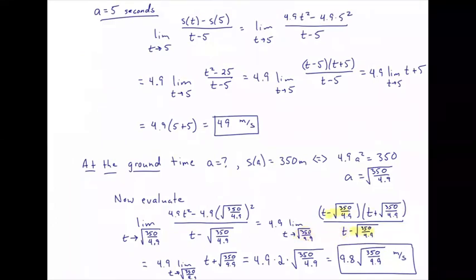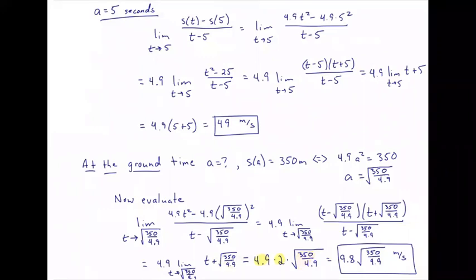So this cancellation leaves us with t plus the square root of 350 over 4.9 as t approaches this number in the limit. What we end up with is we just plug this value of t in right here. So we'll have two factors of root 350 over 4.9. We add these two together times 4.9. So here's 4.9 times 2 times this value. All right, so this is 2 of these. And that's 9.8 times the square root of 350 over 4.9 meters per second.